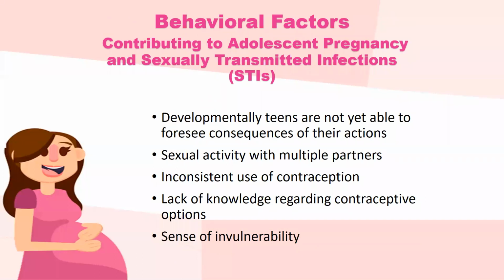Developmentally, adolescents, especially younger ones, are not yet able to foresee the consequences of their actions. As a result, they may have a sense of invulnerability. Texting is a form of flirting and social behavior that's become commonplace among teenagers. Sexting is associated with increased likelihood of being sexually active and of engaging in risky sexual behavior, such as using drugs and alcohol before sex and having unprotected sex. Also, multiple partners.